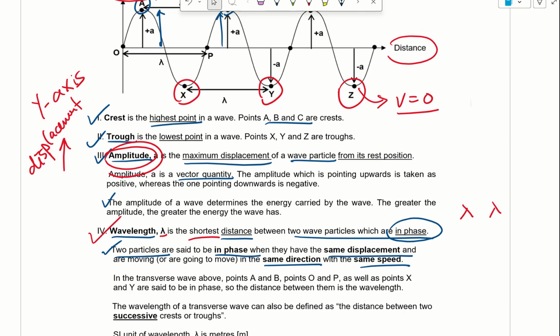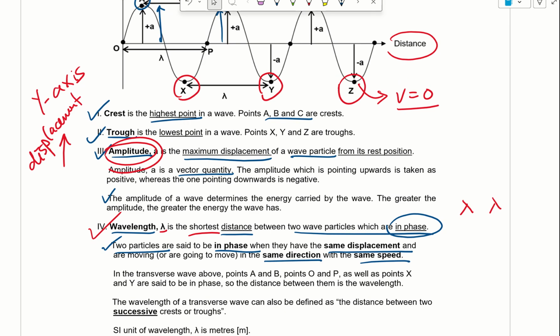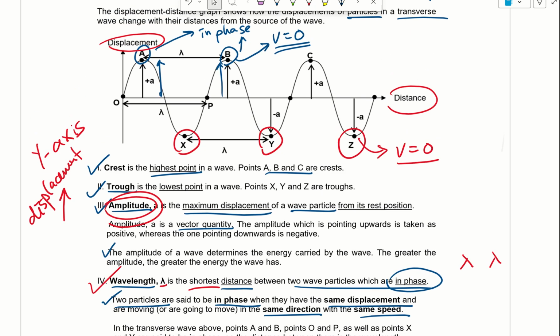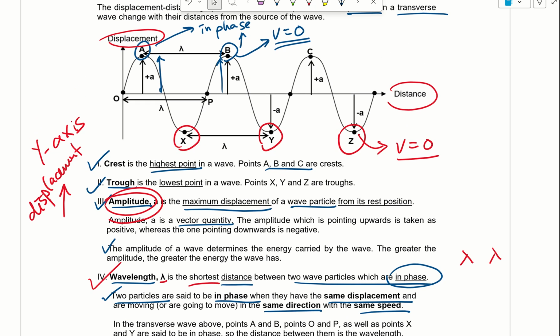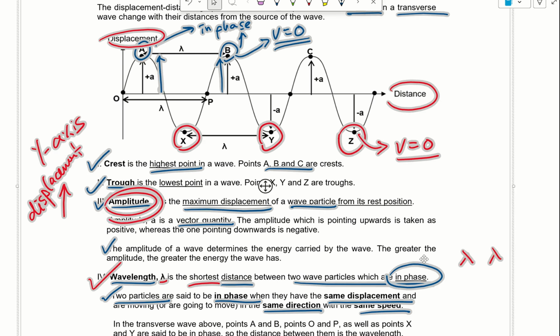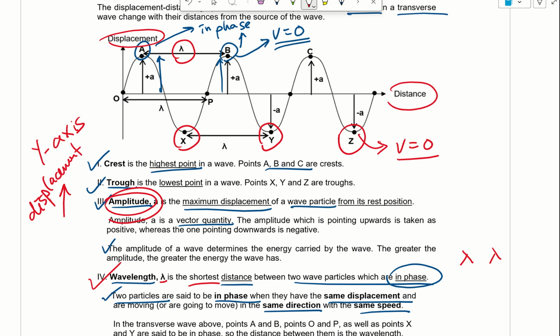But how do we determine the wavelength? Now, two particles are said to be in phase when they have the same displacement and are moving in the same direction with the same speed. So we will need to look for those particles that are in phase, and they must be side by side to one another. Therefore, the wavelength for this wave is the horizontal distance between A and B.